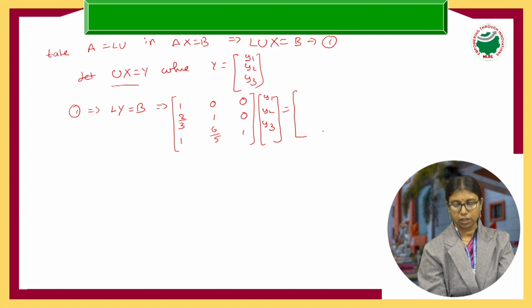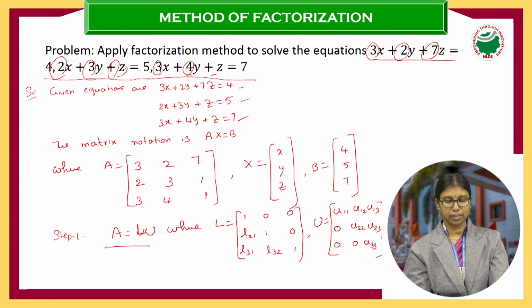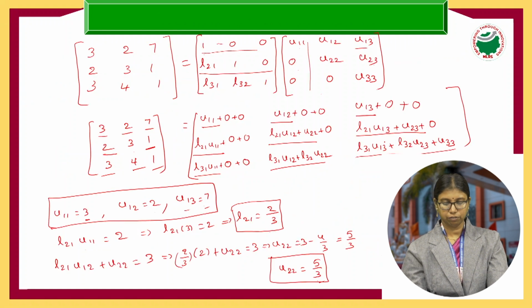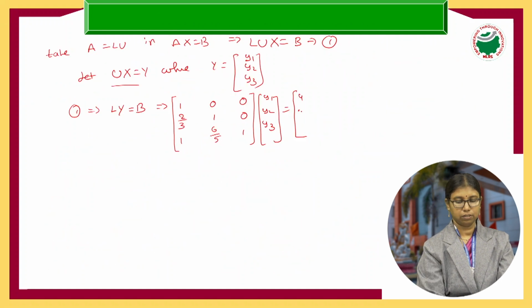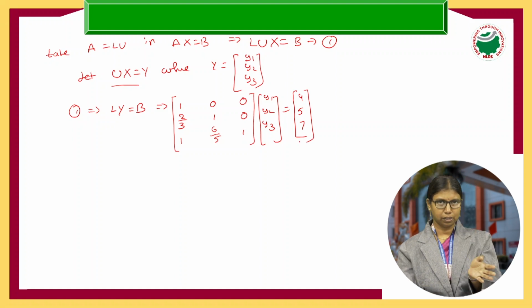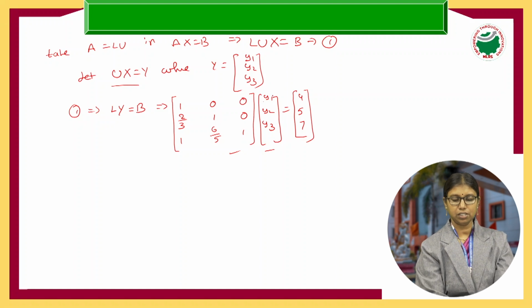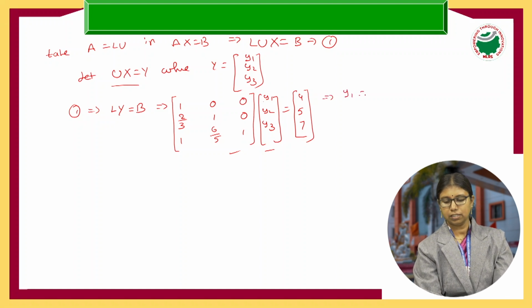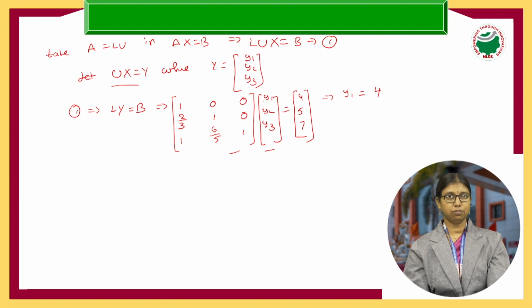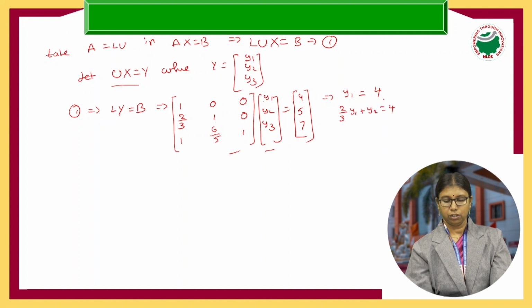It is equal to B. What is B here? The constant matrix B is 4, 5, 7. So here you will get 4, 5, 7. Now simplify the equations. You multiply these two matrices, then you will get a set of equations. Your first equation is 1 into y1 equal to, here the corresponding value, 4. Now the second equation, 2 by 3 into y1 plus y2 equal to, you know, y2 equal to 5.